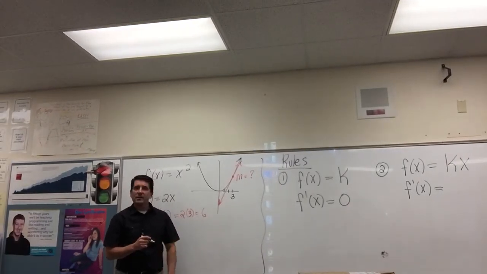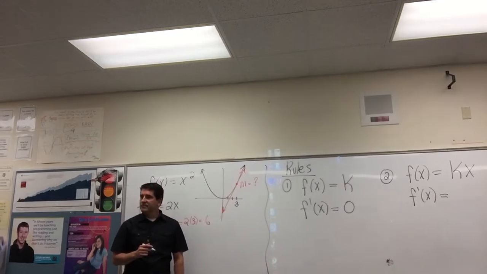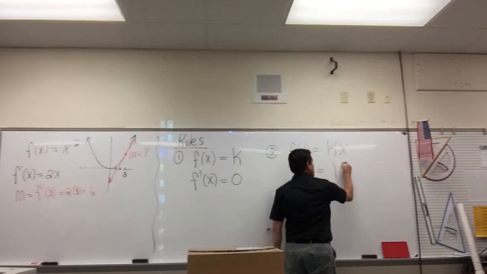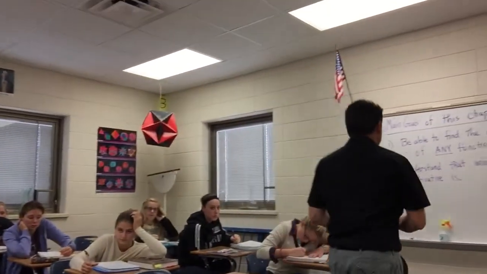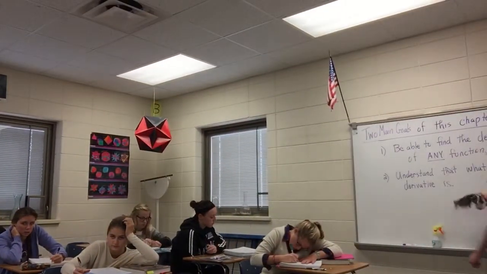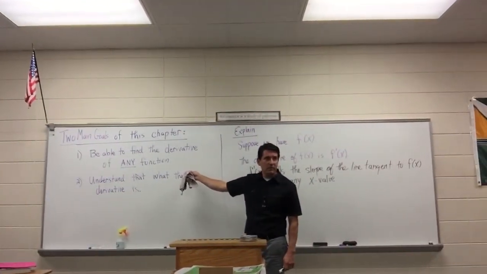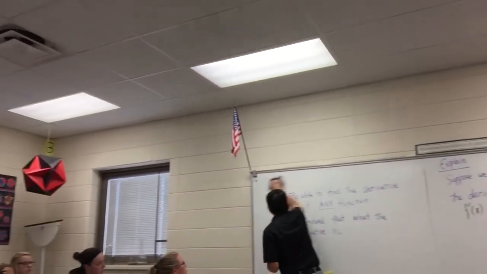If f of x is equal to k times x, what is f prime? K. It's the slope. Remember the goals? Find the value of any function. Find the derivative of any function. And we're going to get pretty wacky functions. We just got to start here.